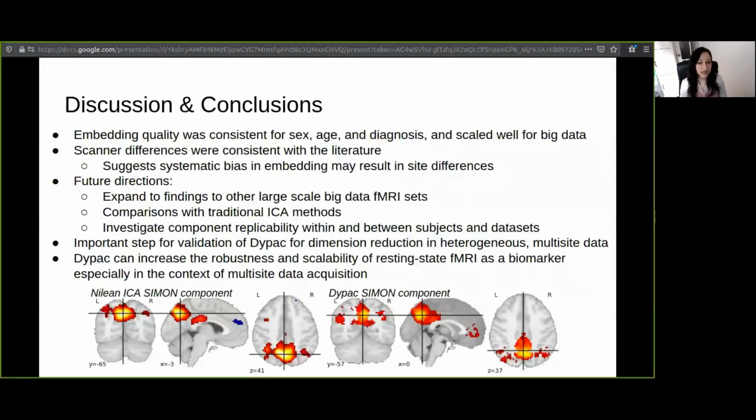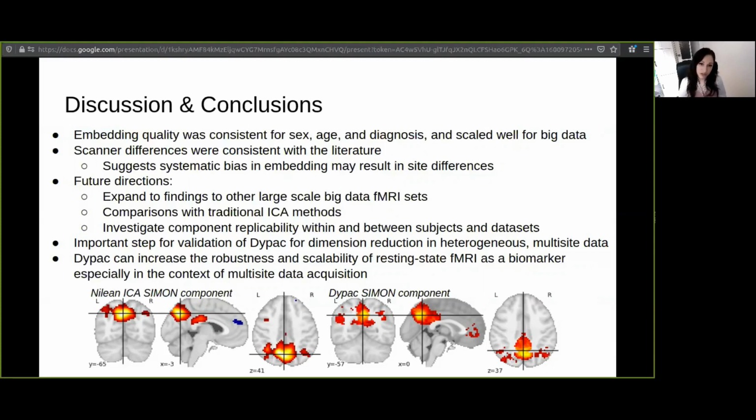To summarize, Dypac embedding quality was consistent for age, sex, and diagnosis, and it scaled well for big data. Scanner differences were consistent with the literature suggesting systematic bias in embedding may result in site differences. This is an important step for validation of Dypac for dimension reduction in heterogeneous multi-site data.